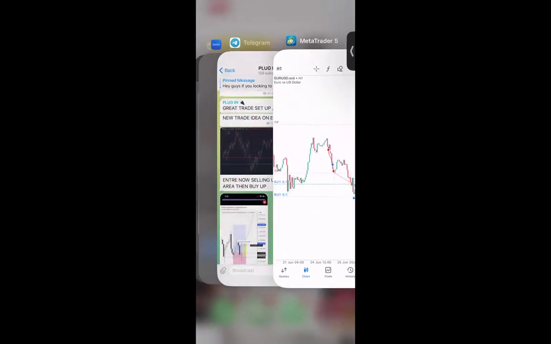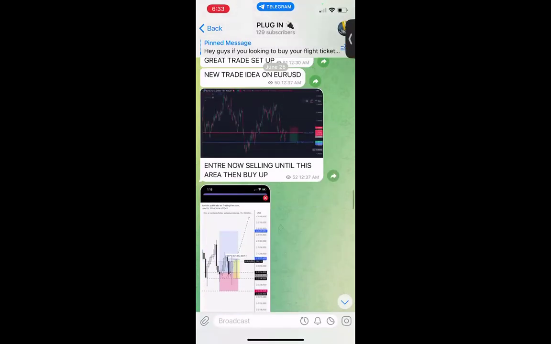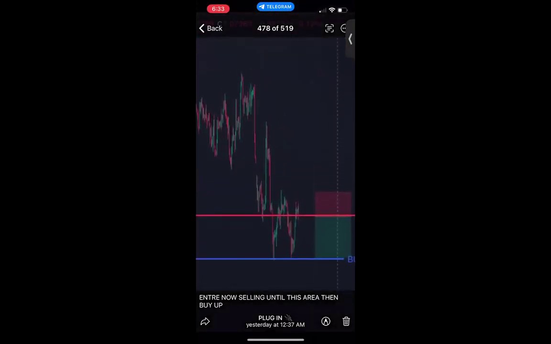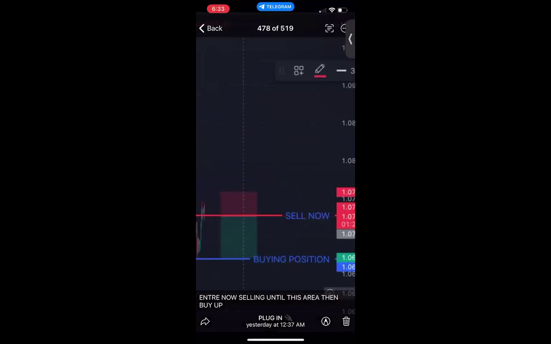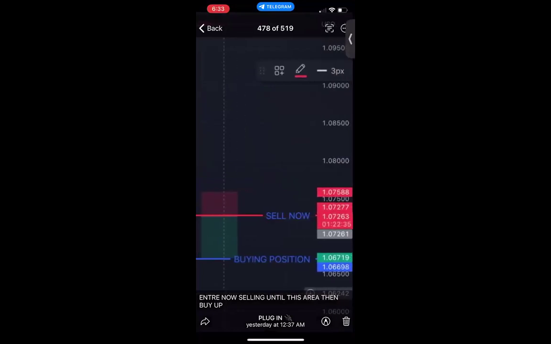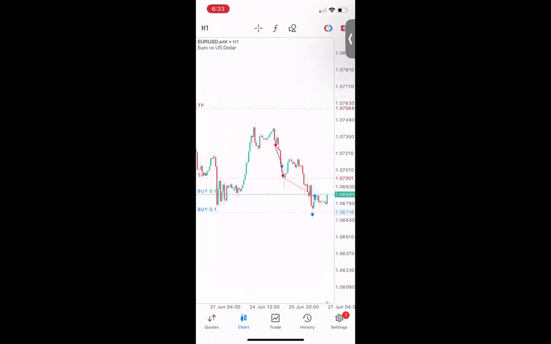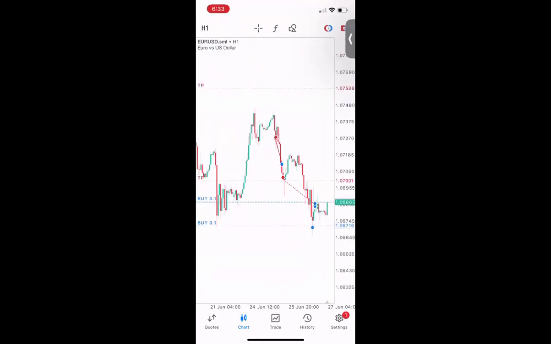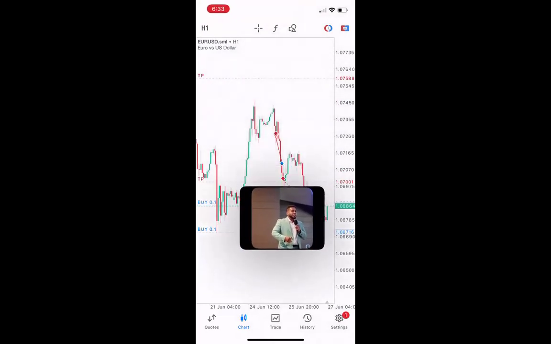And I called out this trade. When was this? This trade was actually yesterday. I called this trade out yesterday at 12 at midnight. Okay. I called this trade out for a sell. And I said, hey guys, I'm selling now and I'm selling until this buying position. Okay. And now guess what happened? Automatically, my trade is in what? Look at this. I'm in profit. I'm in profit. I'm riding this bad boy all the way up here. Right. But I have a TP right there.